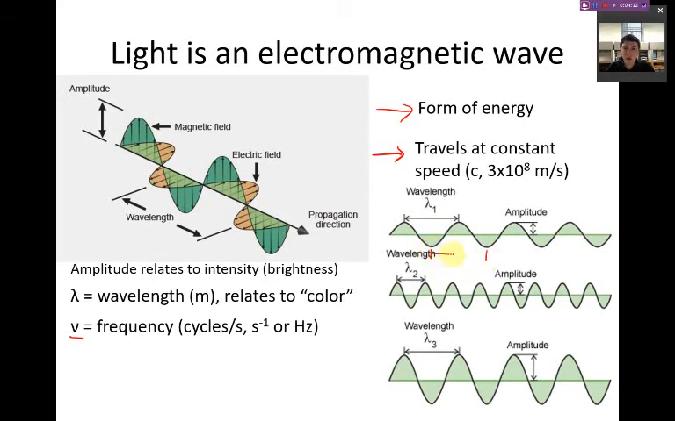The wavelength is the distance between two peaks or the distance between two troughs. When we see light, this actually corresponds to the color that we see when it's visible light. The frequency tells us the number of cycles, the number of times that a given electromagnetic wave goes through its peaks and valleys in a given second.